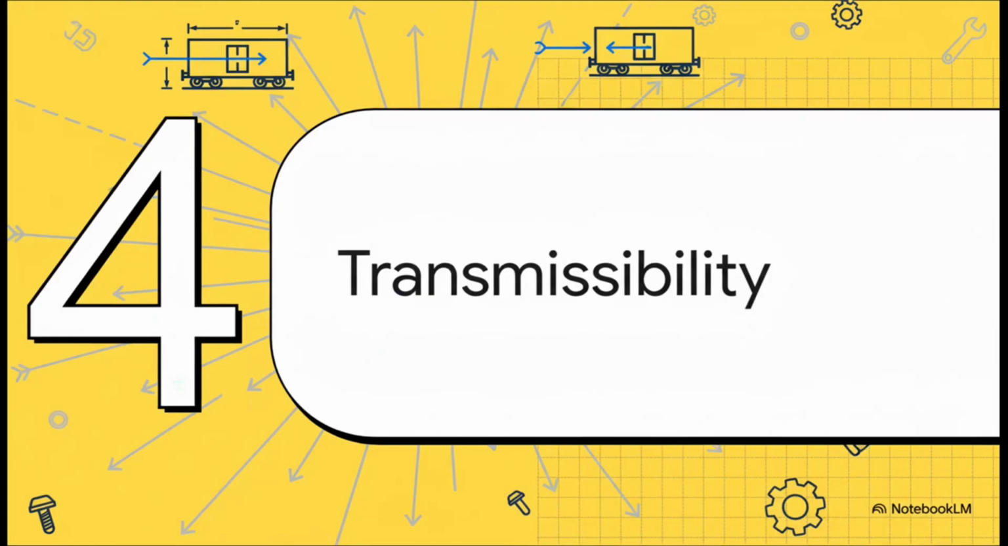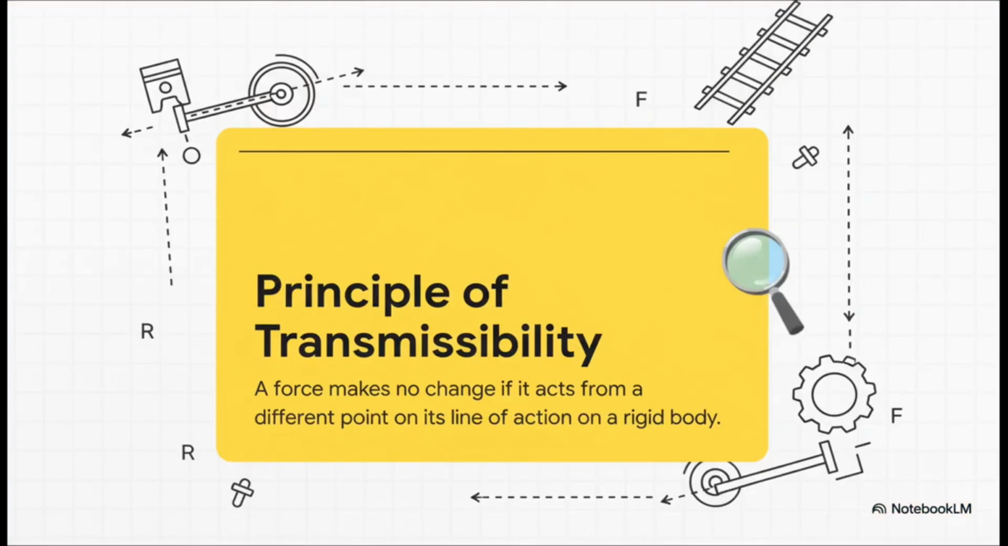Okay, so we've got our classification system down. Now let's talk about a super powerful rule that helps engineers simplify all of this stuff. It's called the principle of transmissibility. All right, that's the textbook definition. I know it sounds a little dense, but the idea behind it is actually incredibly simple and really useful. Let's break that down into plain English.